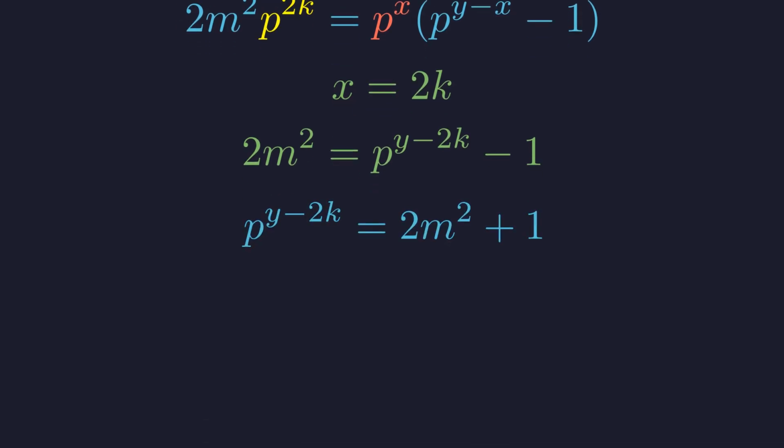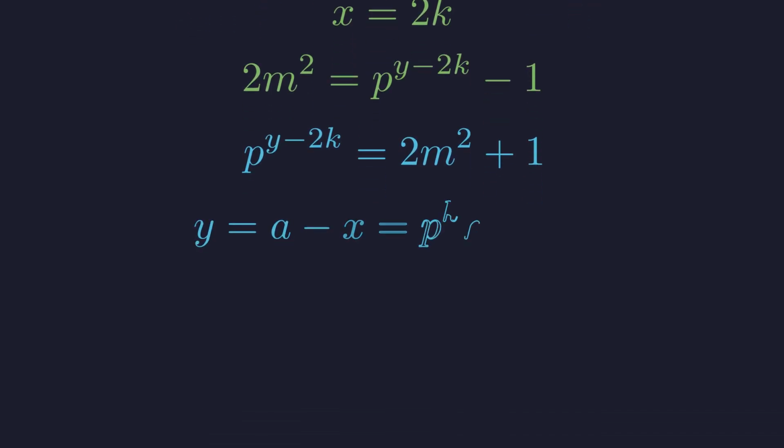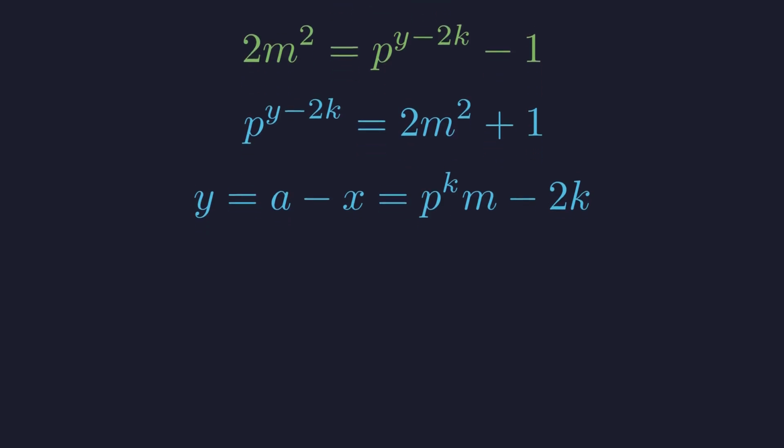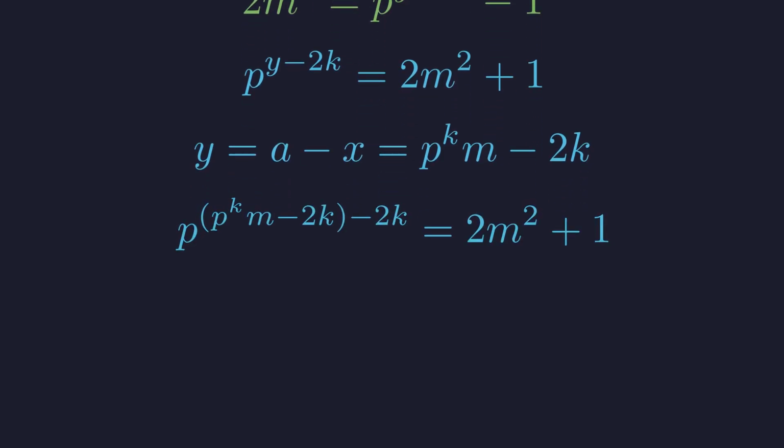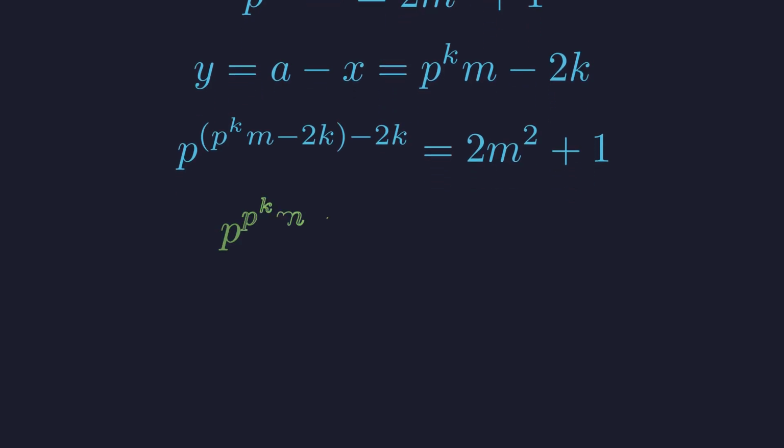Let's rearrange this equation. We can express y in terms of our parameters by using y equals a minus x and substituting. Now, substitute this expression for y back into the rearranged equation. This simplifies to our final equation for this subcase. We now test values for p, k, and m.